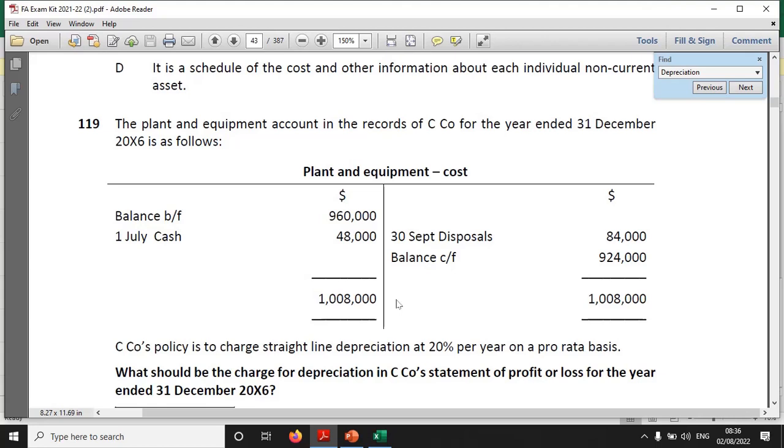And then we also have disposals on 30th September. That is how many months from 1st January? 30th September, please. How many months from 1st January? Can someone confirm? Nine months, isn't it? Yeah, very important. So once you get that, then it becomes a bit easy for us to navigate.